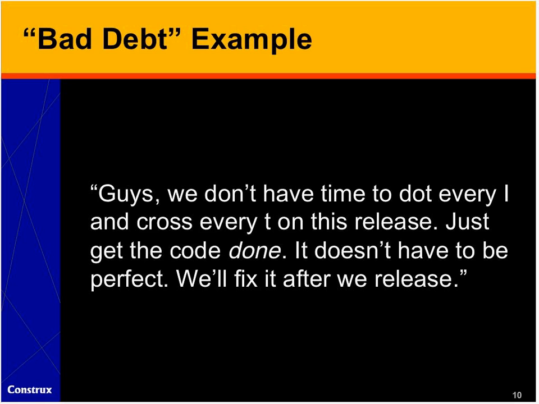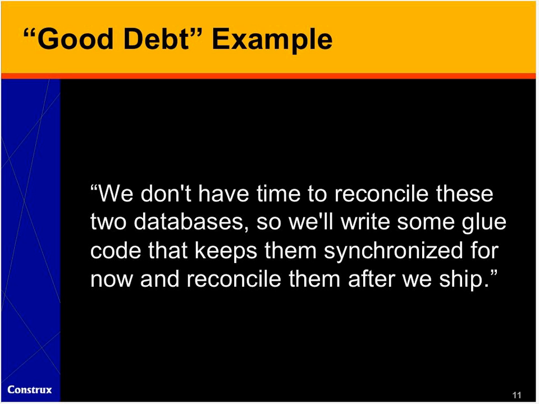What it's guaranteed to produce, though, is a legacy of poor quality code that is either going to have to take time to get fixed later, or is going to be a drag on the project until it does get fixed. Okay, here's a better example, or an example that's a little bit more favorable. "We don't have time to reconcile these two databases before we ship, so we'll write some glue code that keeps them synchronized for now and reconcile them after we ship." I like this as a good debt example because it identifies a specific shortcut, and it also implies a plan for recovering from that shortcut. So I think that's quite different from the first example.